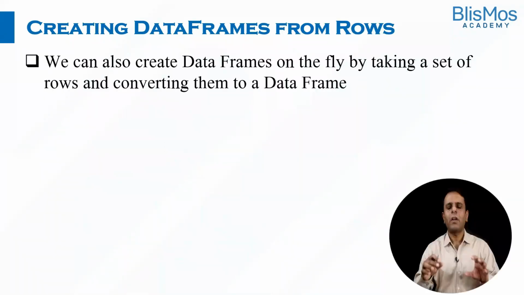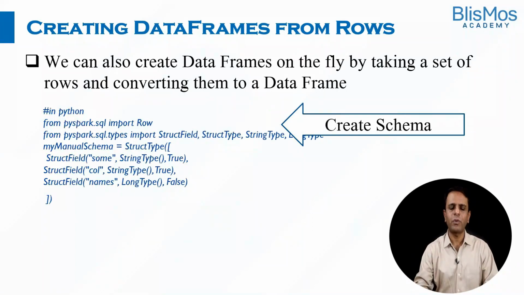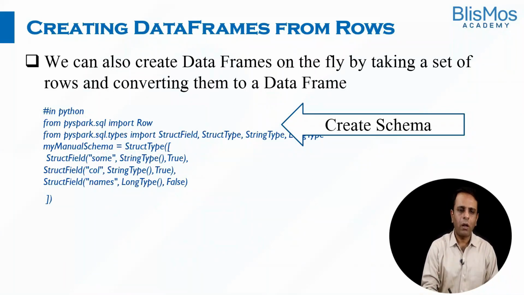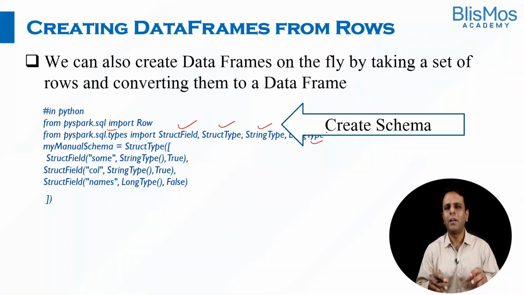Next, we have to create a data frame on the fly by using a set of rows. So how do we do that? First and foremost, we have to create a schema. How do we create the schema? We need to import all the SQL types before creating the schema, like StructField, StructType, StringType or LongType, whatever data types you are going to use in creating the schema. You have to import them first.